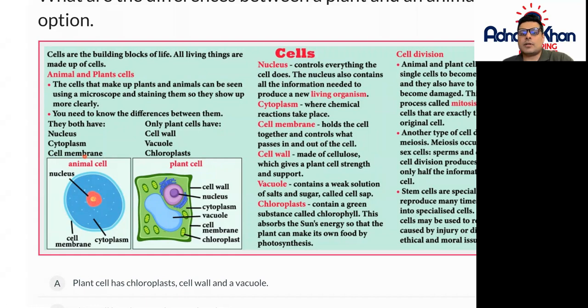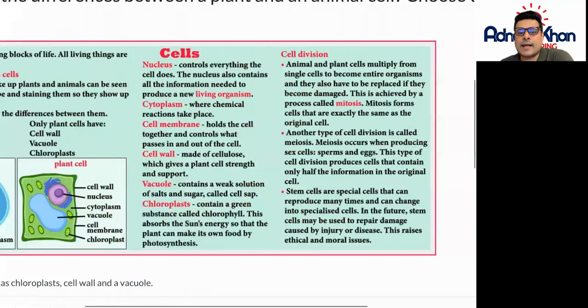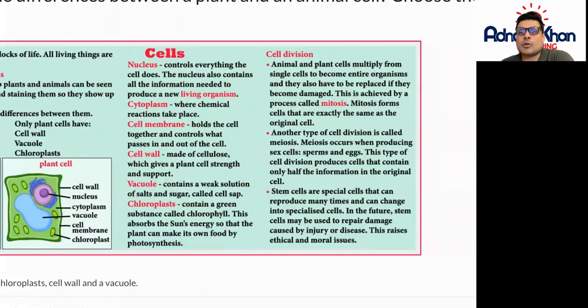So, the nucleus controls everything the cell actually does. The nucleus also contains all the information needed to produce a new living organism. Cytoplasm is where chemical reactions take place. A cell membrane holds the cell together and controls what passes in and out of a cell.